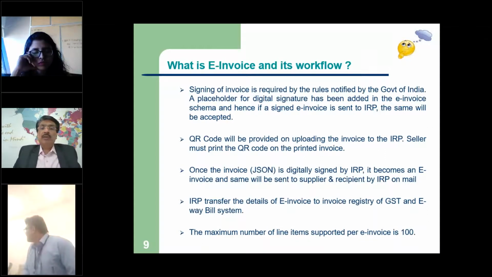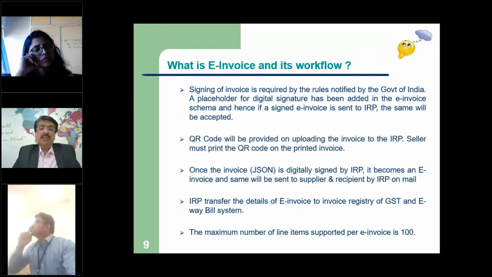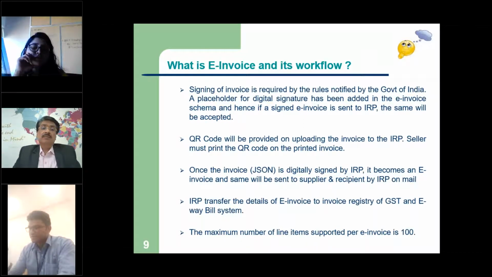The QR code will be provided on uploading the invoice to the IRP. The seller must print the QR code on the printed invoice. So the IRN number will also be generated, and the QR code will also be provided, which will have to be printed on the invoice. Once the invoice is digitally signed by the IRP, it becomes an e-invoice, and the same will be sent to the supplier and the recipient by the IRP on mail.